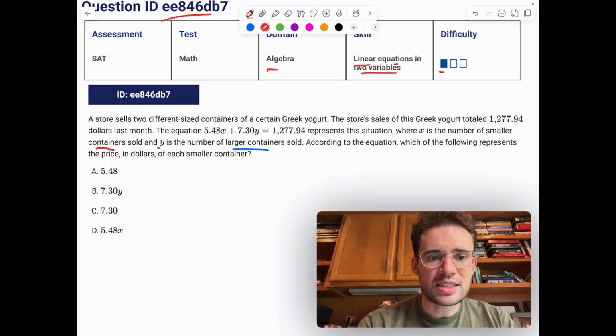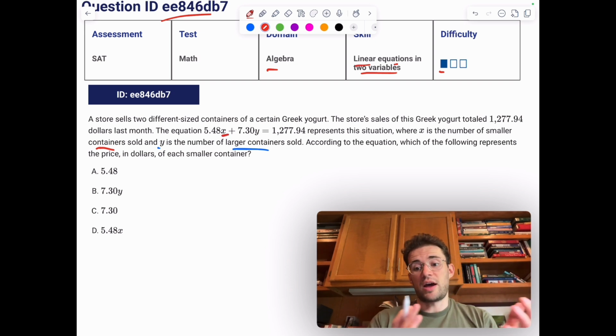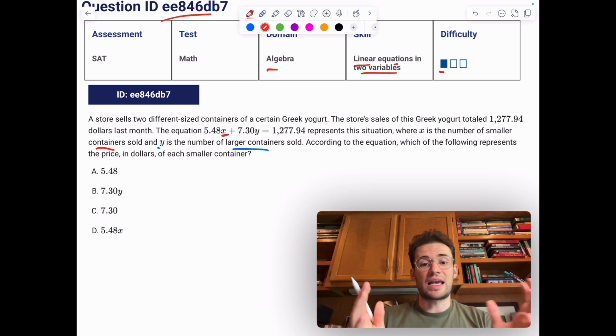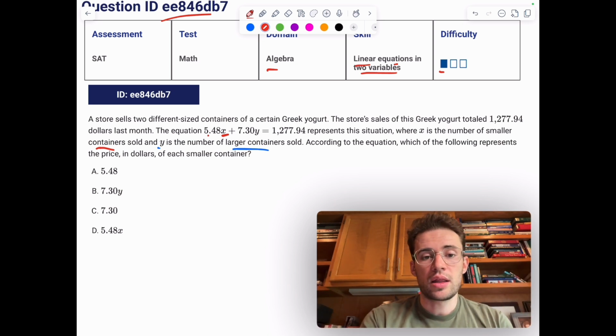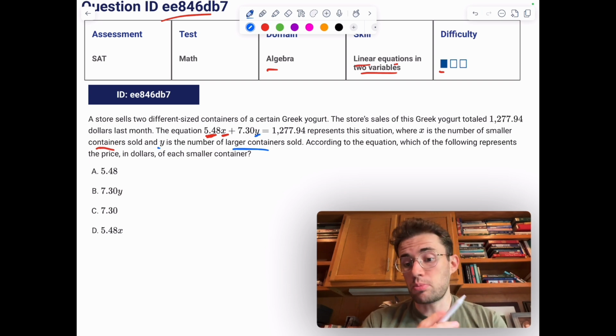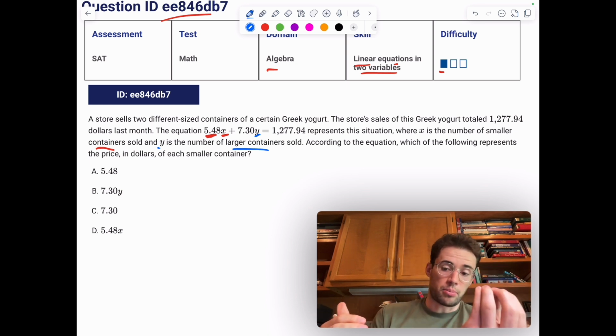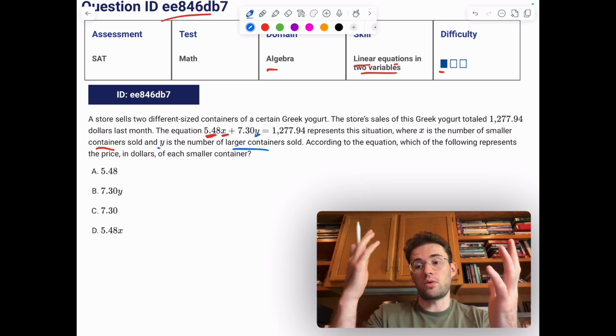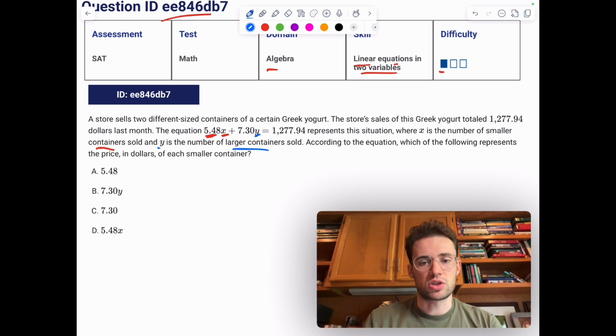All right, well, if x is the number of smaller containers, then the reason that you're multiplying something by x is to find the total amount of sale, or the total money value of the sales of those ones. So you get that by doing the price per one of them, which in this case is 5.48, times the number that you sold. Then over here, y is the number of large containers sold, so 7.30 would be the price per large container. So you could do the price per unit times the number of units will be the total amount, or total money value of the ones that were sold.